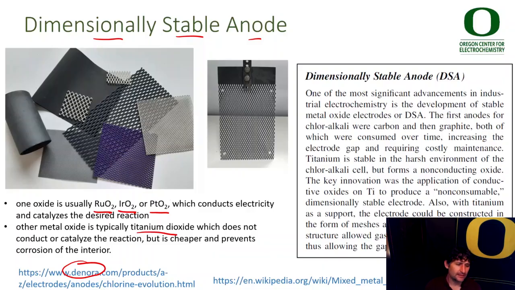And the idea is that these precious metal oxides are susceptible to corrosion under the conditions under which chlorine is evolved. So by mixing them with chemically stable oxides like titanium dioxide, although it does not conduct electrons or catalyze the reaction, it's cheap and it prevents the corrosion of these expensive catalytic coatings, which allow for these electrodes to last for a long time. You can read a little bit about the dimensionally stable anode here from Wikipedia.